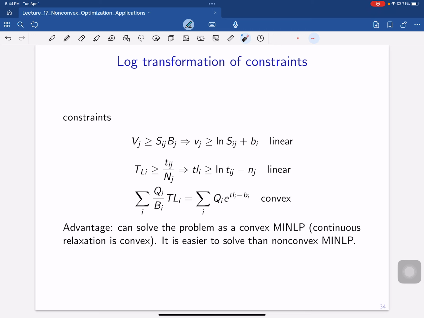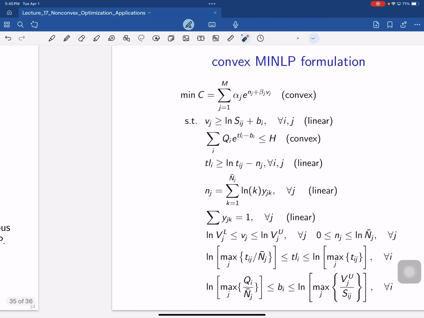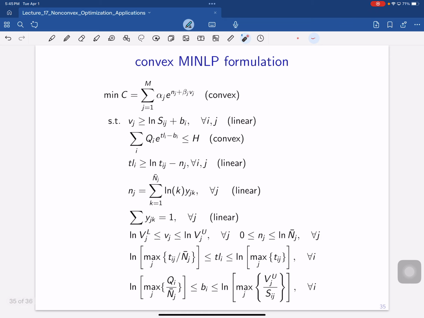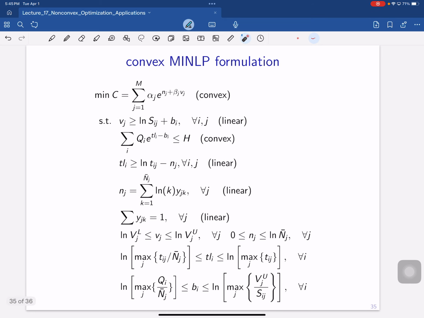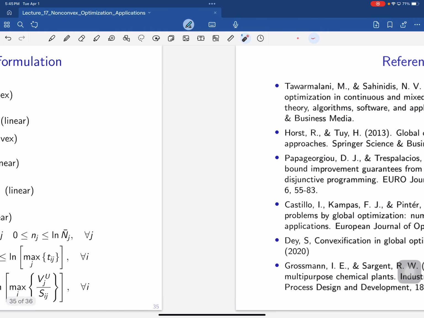Okay, yes. And before you said that sometimes we do a convex approximation. Is this one not an approximation? Yeah, this one is exact, right? Because you just take the log, there is a one-to-one mapping between the log transform variable and the original variable. Yeah, so with that, you could formulate this as a convex MINLP. And this basically summarizes all the constraints.